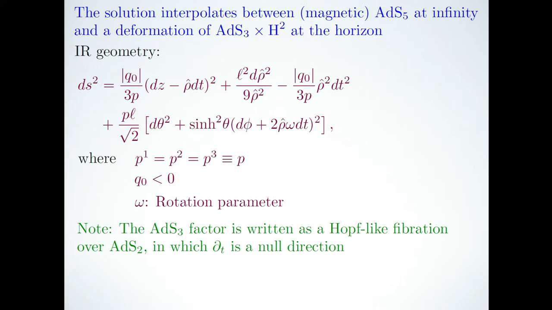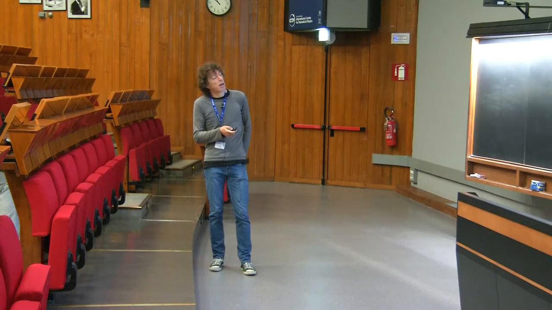And note that the AdS3 factor, which is what you see in the first line, is not the usual metric on AdS3, but well, it is, but you have to apply a coordinate transformation. It is AdS3 written as a Hopf-like fibration over AdS2, in which dt is a null direction. So this part here is just AdS2, and then you have a fiber over AdS2. So this is, if you want, an analytic continuation of the usual Hopf fibration, where you write S3 as a Hopf fibration over S2. And yeah, this comes from the momentum along the string, actually.